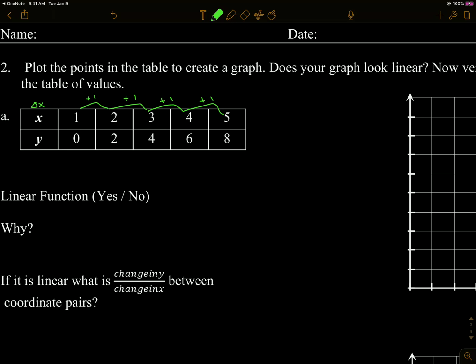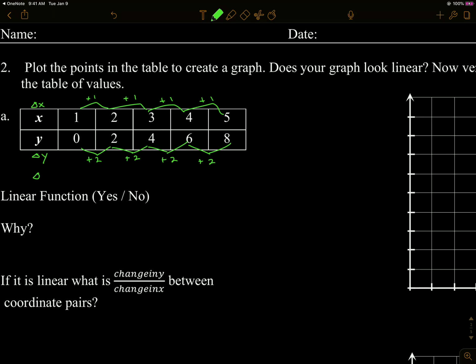Be careful, it might not always be. Let's look at our change in y. Plus 2, plus 2, plus 2, plus 2. Our change in y is constant. If both things are constant, always changing at the same amount independently, then we know it's definitely going to be a linear function. But let's do our rates of change.